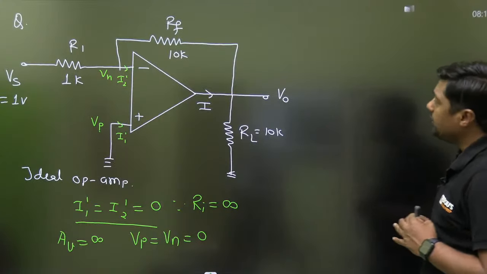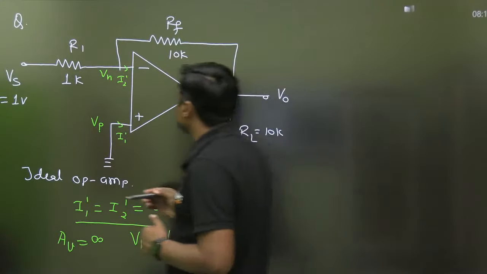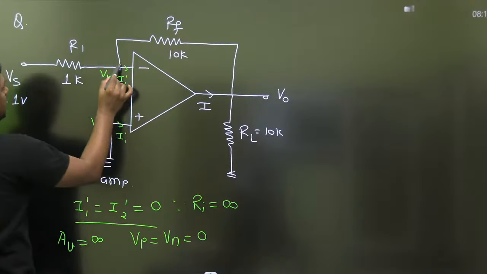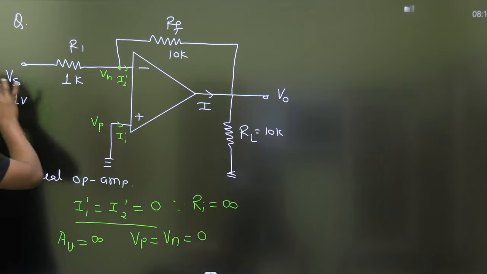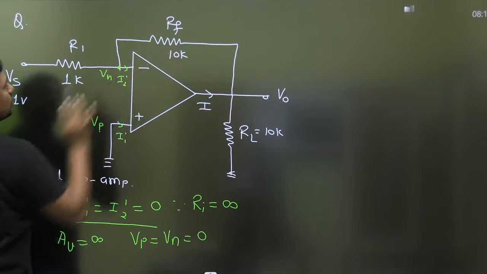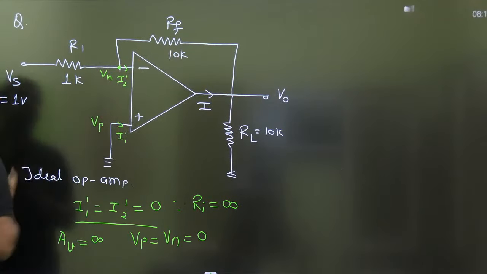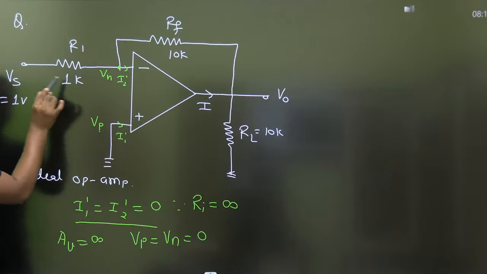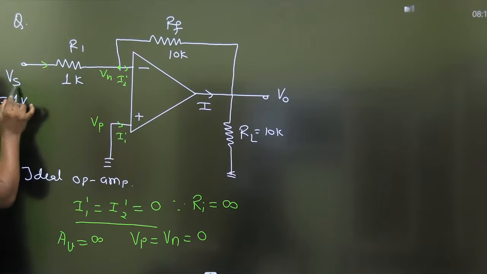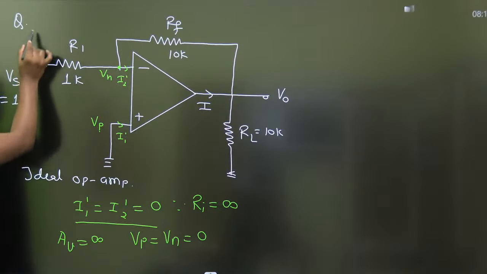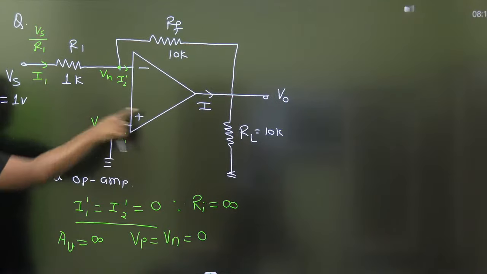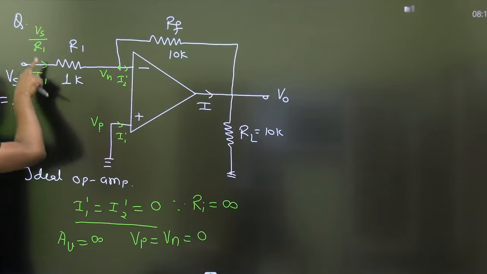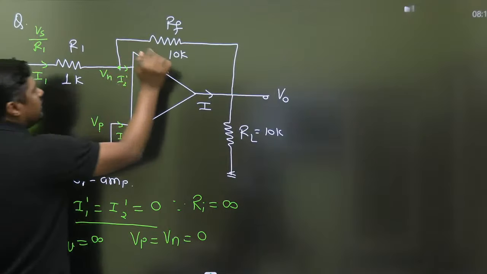So first of all, remember what is the voltage at this point? This is 0, right? The current through this branch will pass through that 10 kilo ohm resistor. Same current, because the current entering the op-amp is 0. So what will be the current here? Vs minus 0 by R1, that is nothing but Vs by R1. Let this be I1, sorry, because this is the I, let this be I1. So I1 is equal to Vs by R1. Same current will pass through the RF.